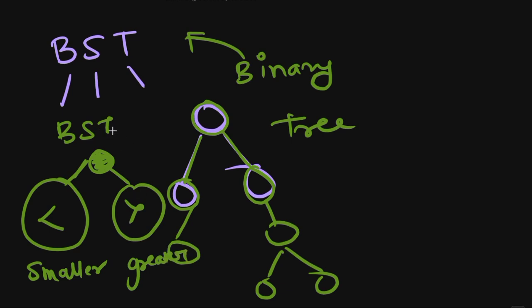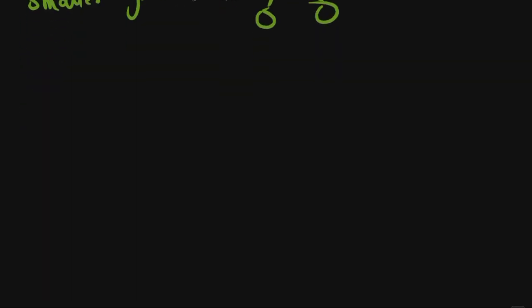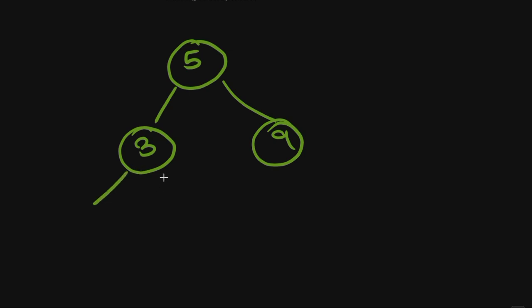So a BST is a special kind of binary tree where the left subtree of any node is smaller than that node's value, and the right part of that node is greater than the node value. Considering an example, let's say I have 5 at the node. Here the left subtree should have values less than 5. So let's say 3, and here we can say 9. Here we can again have two children.